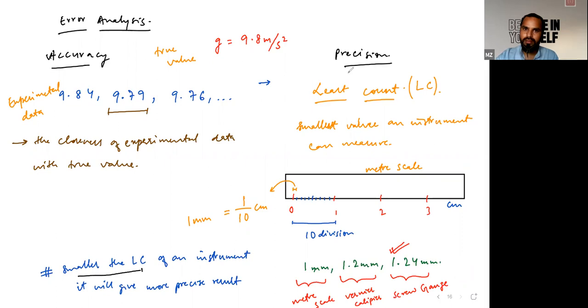You may memorize this particular precision as closeness of experimental data within themselves is called precision. I'm giving you some examples regarding this.